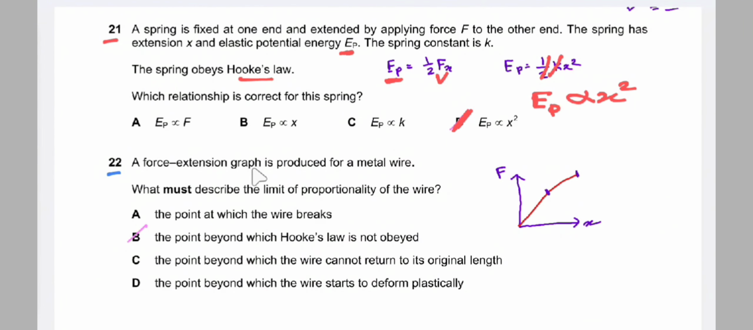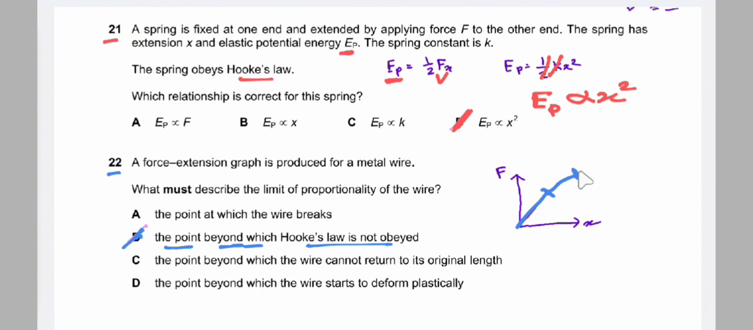22. A force extension graph is produced for a metal wire. What must describe the limit of proportionality of the wire? For the force extension graph, the limit of proportionality is the point at which the graph starts to become non-linear. Initially it is a straight line graph, that is Hooke's law is obeyed, force is directly proportional to extension. After the limit of proportionality, the graph becomes non-linear. So limit of proportionality is the point beyond which Hooke's law is not obeyed.